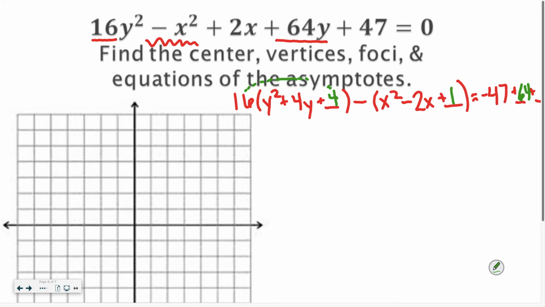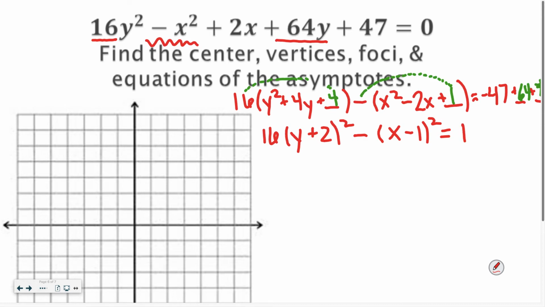To complete the square, this would be 1. But 1 is being multiplied by that negative outside of the parentheses. So to balance our equation, we would need a negative 1 over here. So when we rewrite this, this is going to be 16 times y plus 2, the quantity squared, minus x minus 1, the quantity squared, equals negative 47 plus 64 plus negative 1, which would give us 16.